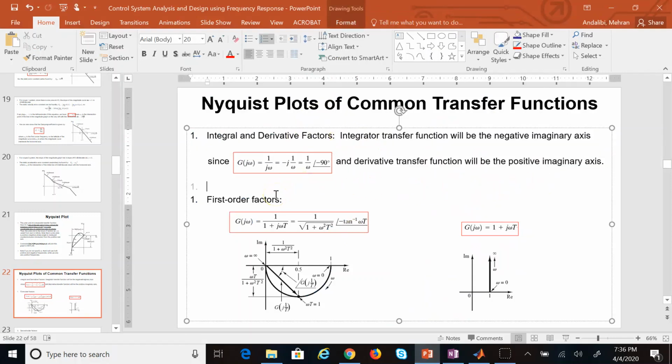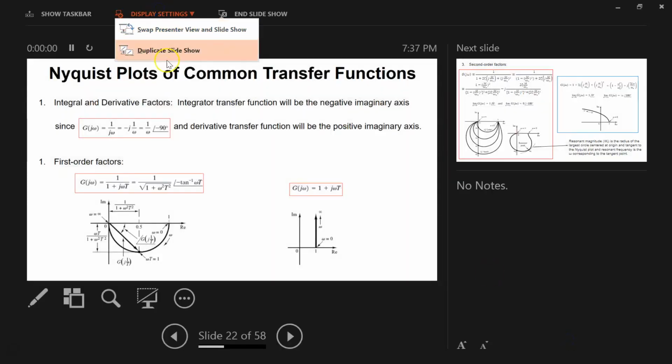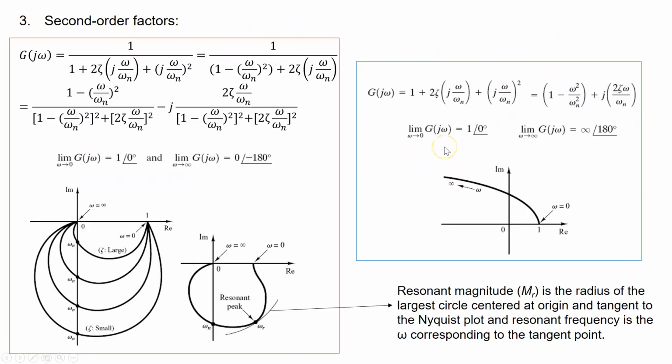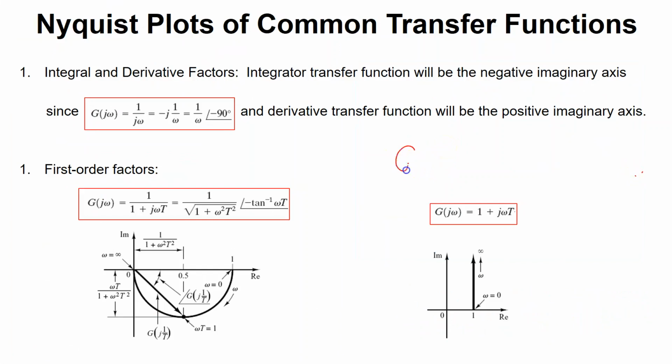What about the first order factor? For example, if you have a PD, correct, 1 plus s times T, or you have 1 over 1 plus s times T. How does that look? So if it's just a PD, 1 plus sT, correct? Let me maximize this. So your transfer function is, in this case, 1 plus Ts.